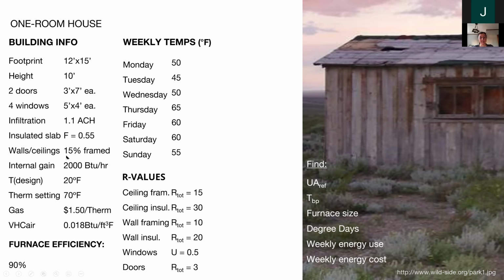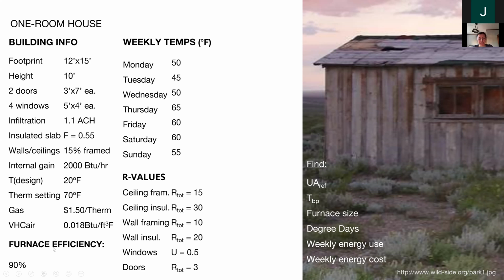So we're given a lot of information about this one-room house, from the geometry of the building to air changes per hour, that perimeter edge loss factor, F equals 0.55, how much of the building walls and ceilings are framed, and internal gains, so from the people inside the building or electrical equipment contributing to internal gains. The design temperature: we're looking at this in a heating context, so a really cold day they would want to plan for and make sure that your systems can hold up to. The thermostat setting, what you want your interior temperature to be, how much gas costs as the energy source in this particular location. We know the volumetric heat capacity of air.